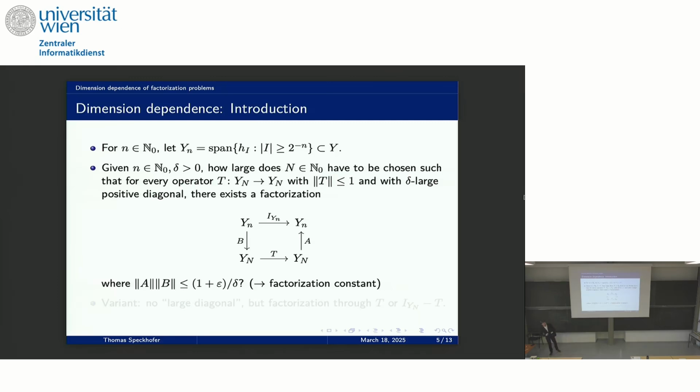And we can also consider a variation of this problem where we don't assume anything on the diagonal of the operator T, but then we only get a weaker conclusion. We either get a factorization through T or through the identity minus T. For example, if T is 0, we cannot get a factorization through T. That's why we have two different cases. So before presenting my main results, let me give you some more context.